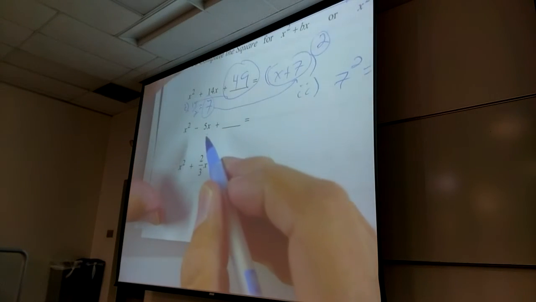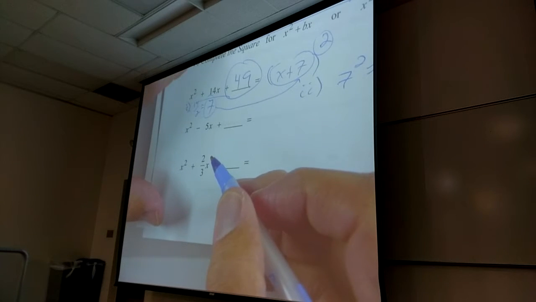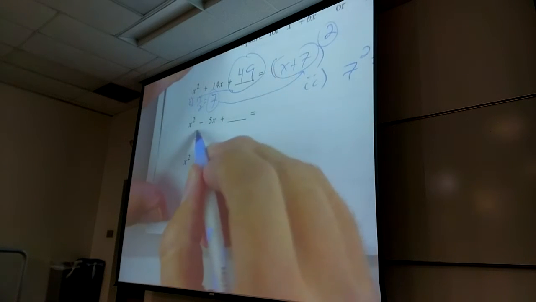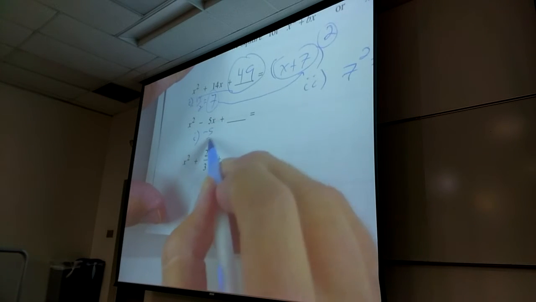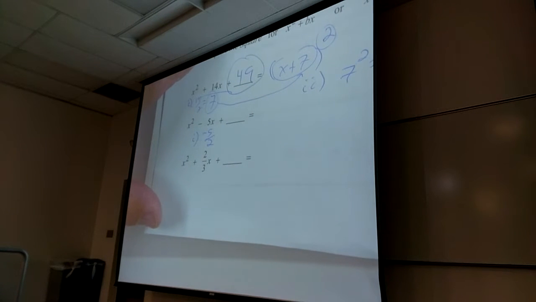So like this one, here's the beauty of this process. No matter how ugly stuff gets, it's just brute force. You just do it. So what's the first step? Take the middle guy, divide it in half. So I get negative 5 over 2. And then part of your brain goes, fractions, oh no. But why do you not care?